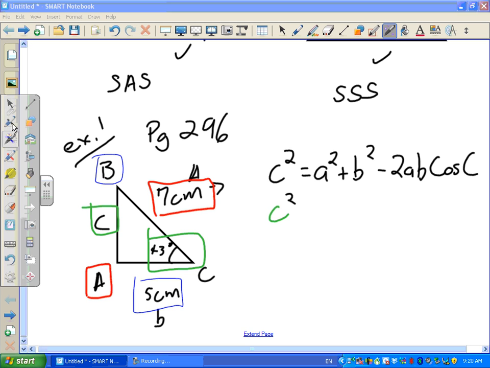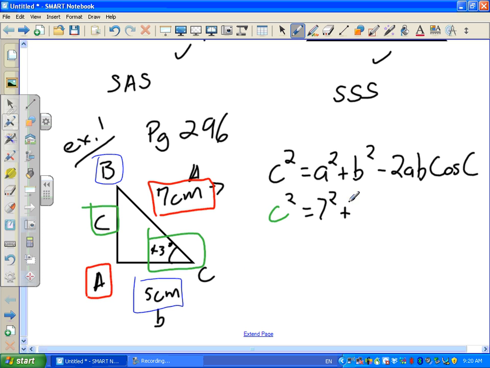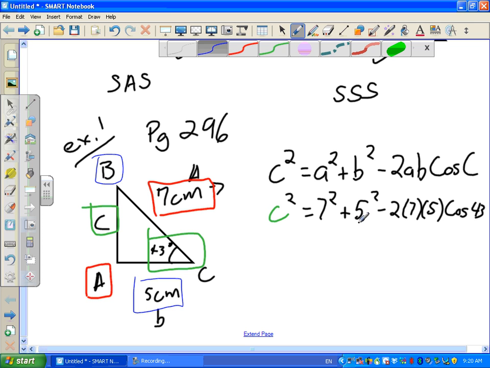So let's keep going here. We have C squared is equal to A squared, so side A is 7 centimeters, plus side B is 5 centimeters, minus 2 times 7 times 5. That's our A and our B. Cosine 43 degrees. I'm just going to underline those colors just so you know. That was our B and our B.